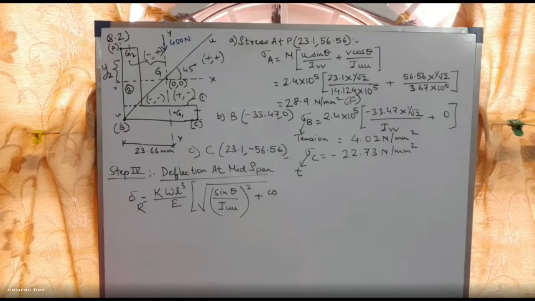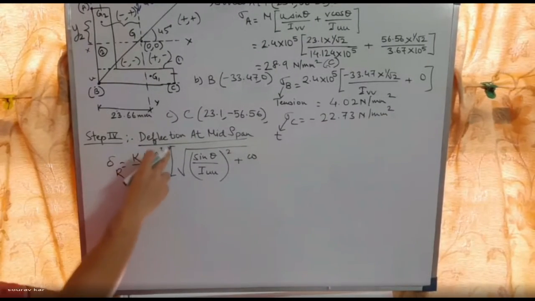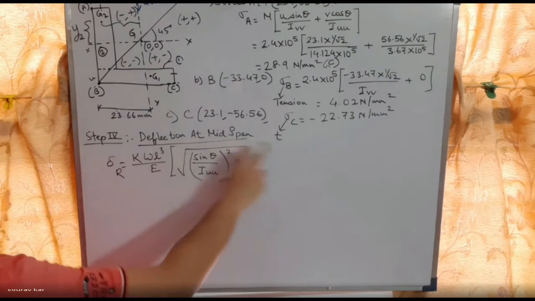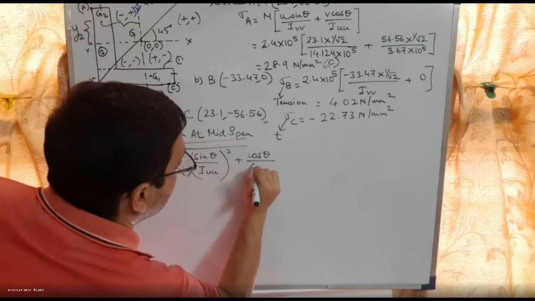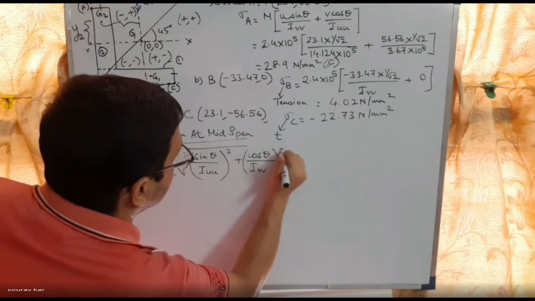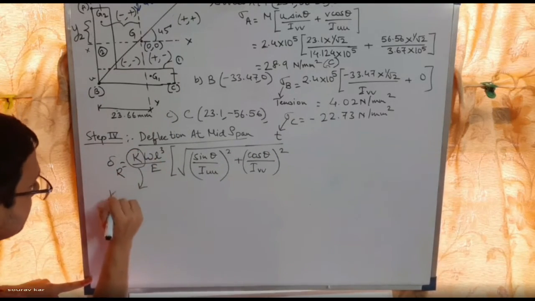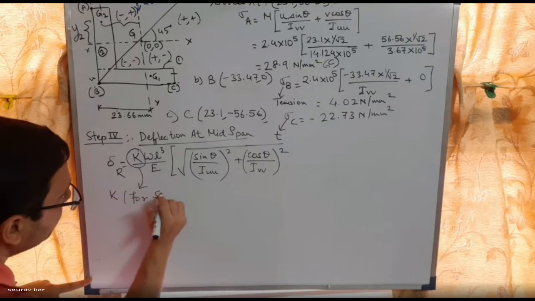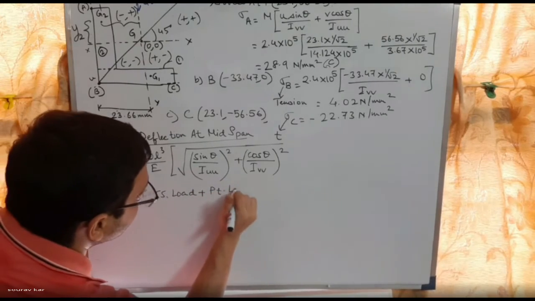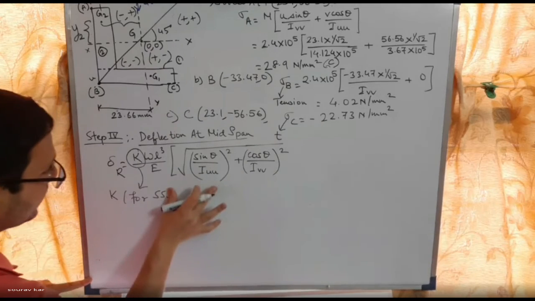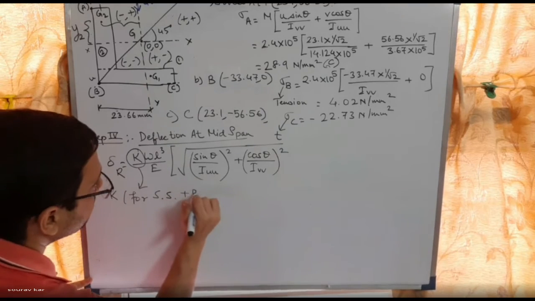Coming to deflection at midspan, the last thing we have to calculate is the deflection. So delta equals KWL cube by E, whole root over of sin theta by I whole square plus cos theta by I whole square. Now what is the value of K? K for simply supported beam with point load.